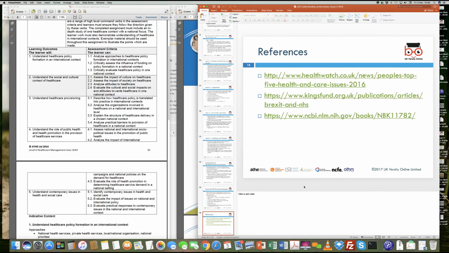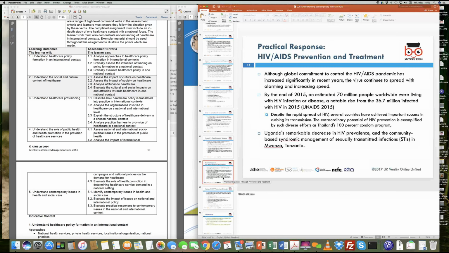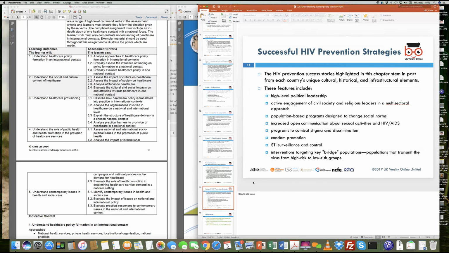Is that okay? So the other slides cover examples like HIV, again something which requires international coordination, and this is where sometimes countries have to look at funding, creation of funds. We give a lot of overseas aid to prevent some of the diseases or problems happening in countries so that they cannot be exported back into the UK. And that is all under the context of contemporary issues in health and social care, both in the national as well as in the international context.